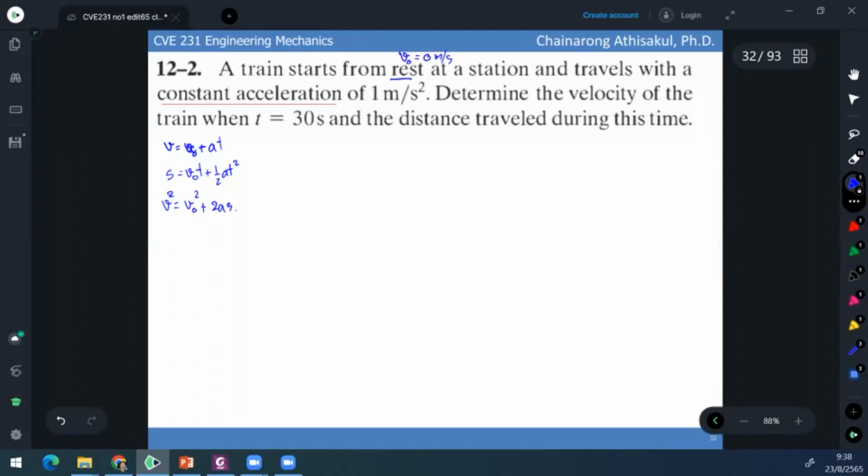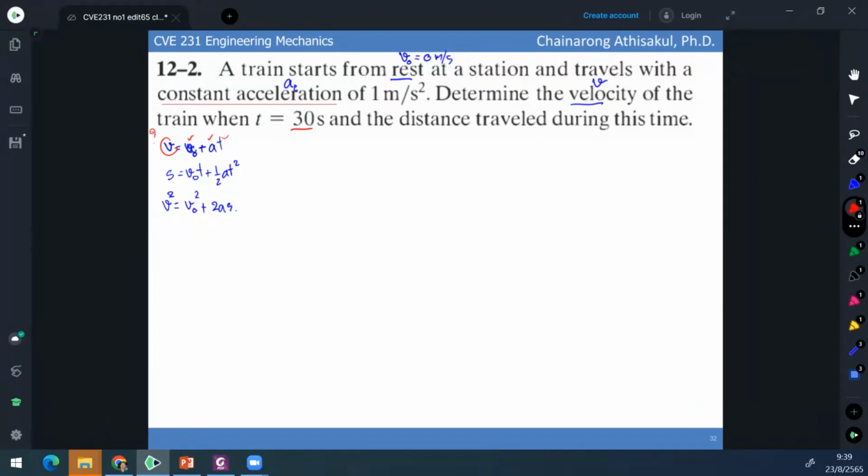Okay, we already know v0. We know the constant acceleration, we know a. We would like to find the velocity, so it is better to use this equation, because we know v0, we know a, and we already know the time, that is t equal to 30 seconds. Then we would like to find v.